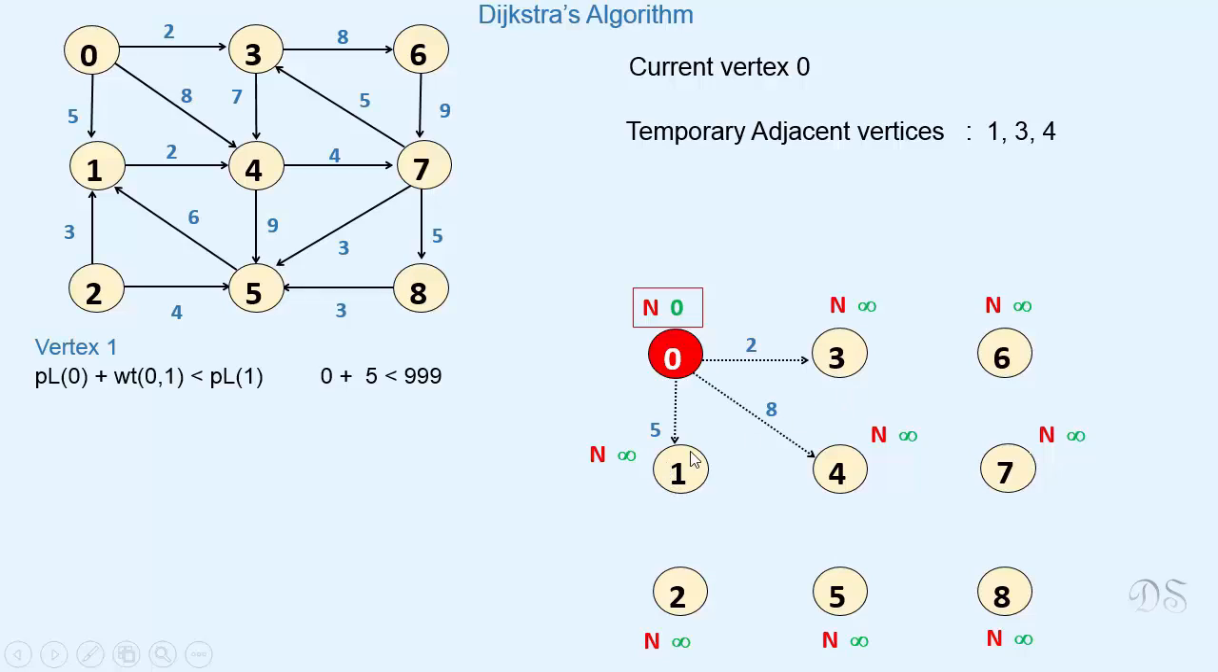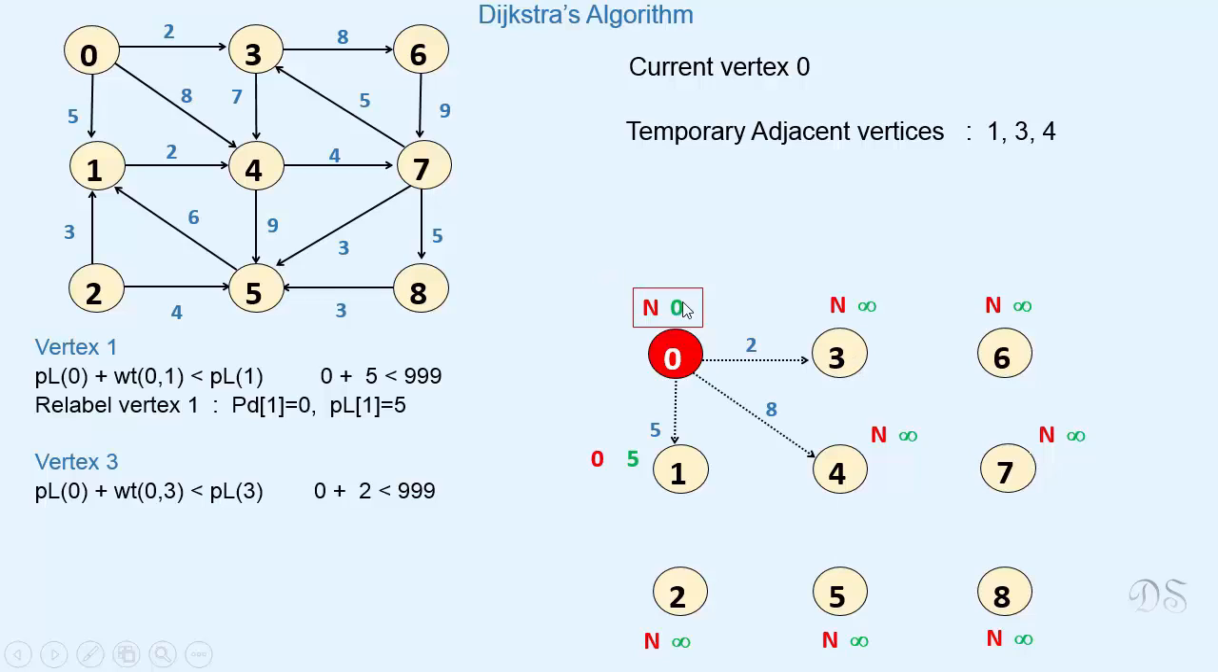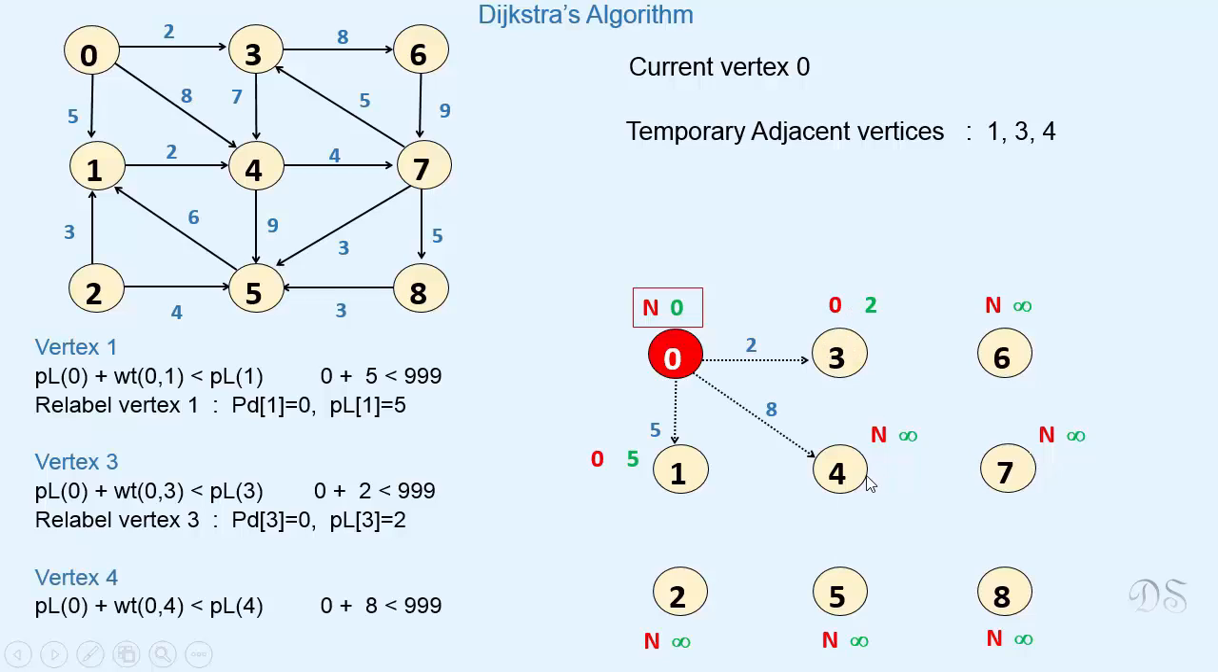Now first we'll examine this vertex 1. Path length of this vertex 0 plus weight on this edge is less than path length of vertex 1. So we'll relabel this vertex 1. Now 5 is the path length of vertex 1 and 0 is its predecessor. Next we take this vertex 3. Path length of vertex 0 plus weight on this edge is less than path length of vertex 3. So we'll relabel this vertex. Now 2 is the path length of this vertex 3 and 0 is its predecessor. Similarly, we'll take this vertex 4 and it will be relabeled.